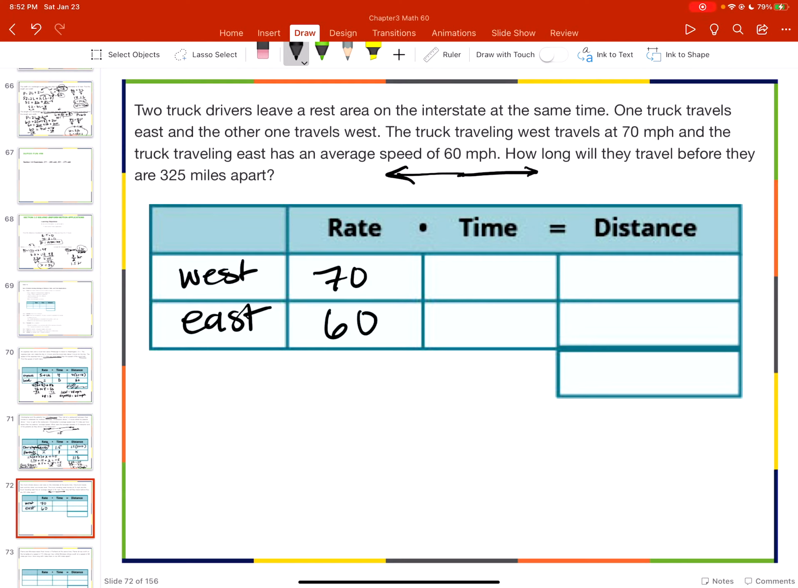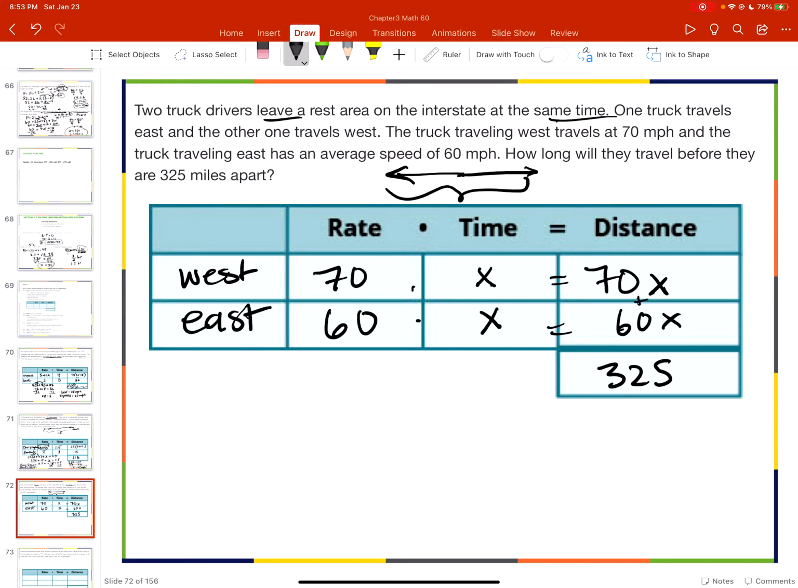How long will they travel? They both travel the same amount of time. They leave at the same time, yeah? How long will they travel before they are 325 miles apart? So you see how that works? Because 70x represents the truck driver going west, and 60x represents the truck driver's distance going east, and then together that's going to equal 325. So 70x plus 60x will equal 325.